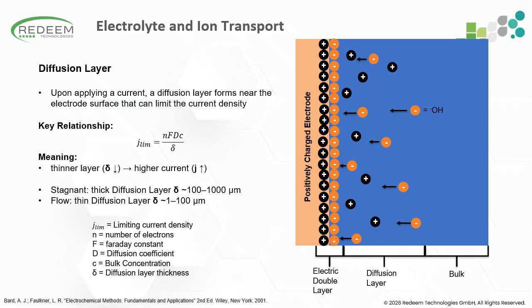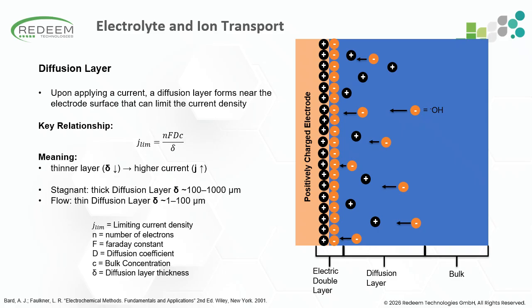This creates a concentration gradient known as the diffusion layer, and close to the electrode the reactant concentration is lower than in the bulk solution. And now when we look at this formula, we see that the maximum current that can be sustained by diffusion alone is called the limiting current density, shown here by this equation. The important parameter for reactor design is the diffusion layer thickness delta. A thinner diffusion layer always allows faster mass transport and therefore supports higher current densities.